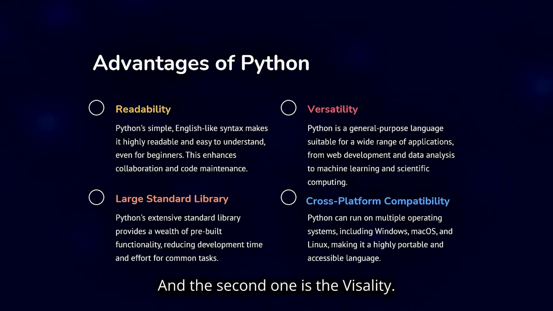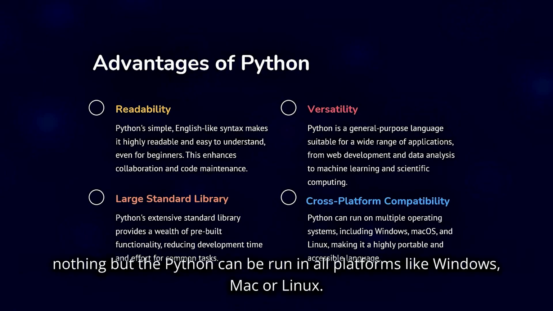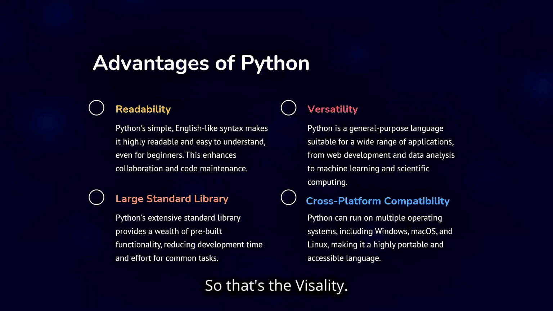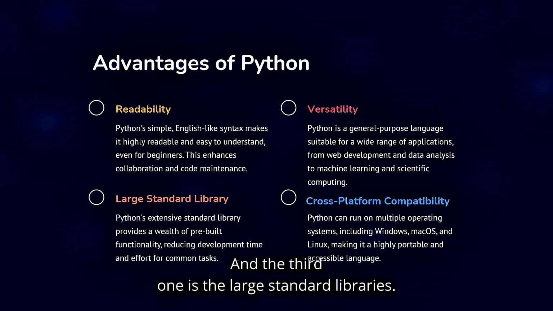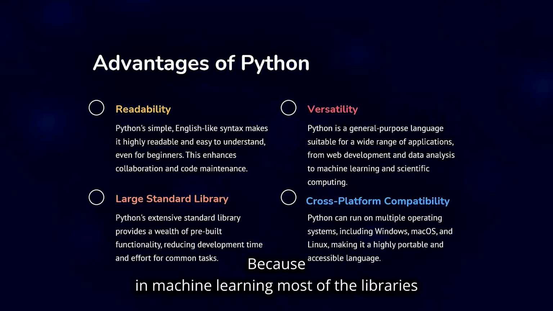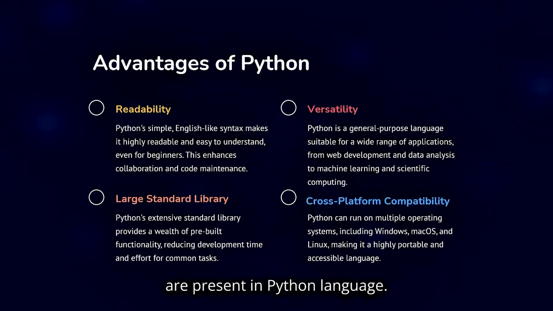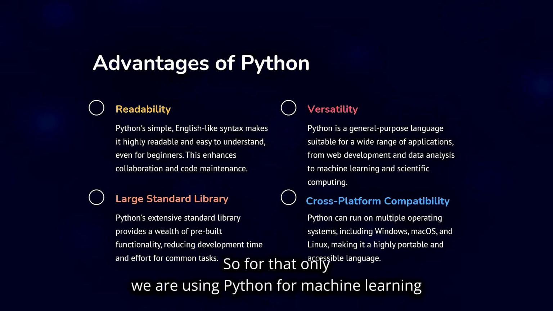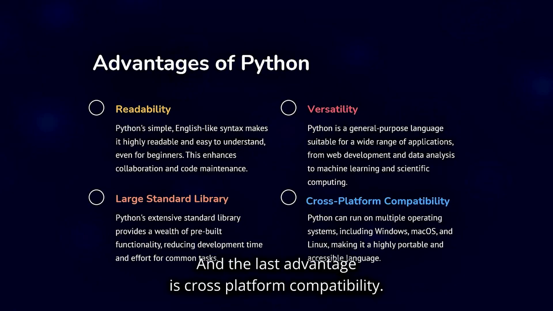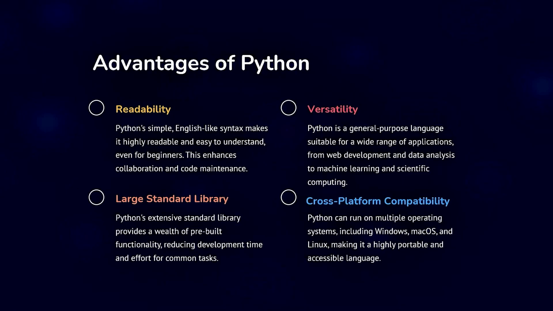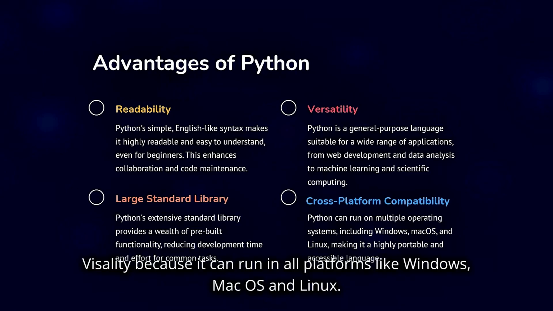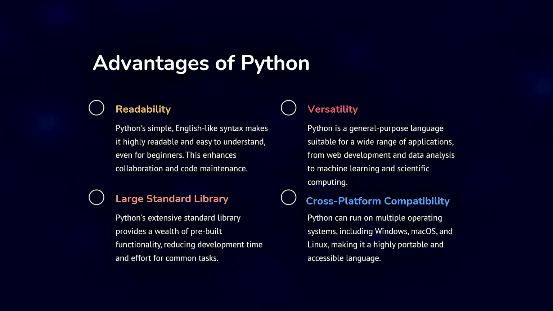And the second one is versatility. Versatility is nothing but that Python can be run on all platforms like Windows, Mac or Linux. And the third one is large standard libraries, because for machine learning most of the libraries are present in the Python language. For that reason we are using Python for machine learning applications. And the last advantage is cross-platform compatibility. It is the same as versatility, because it can run on all platforms like Windows, Mac OS and Linux. So these are all the advantages of Python.